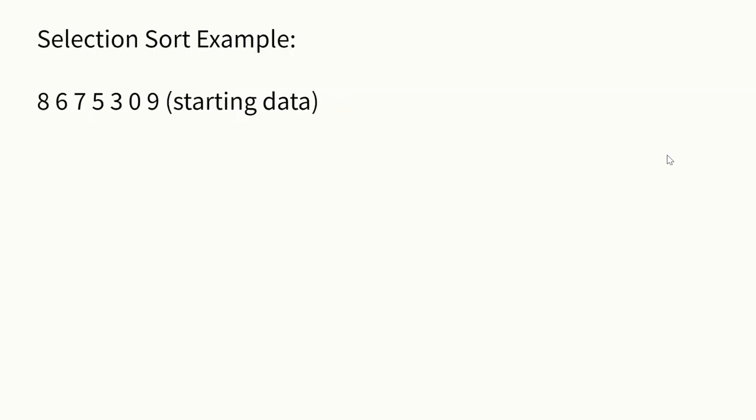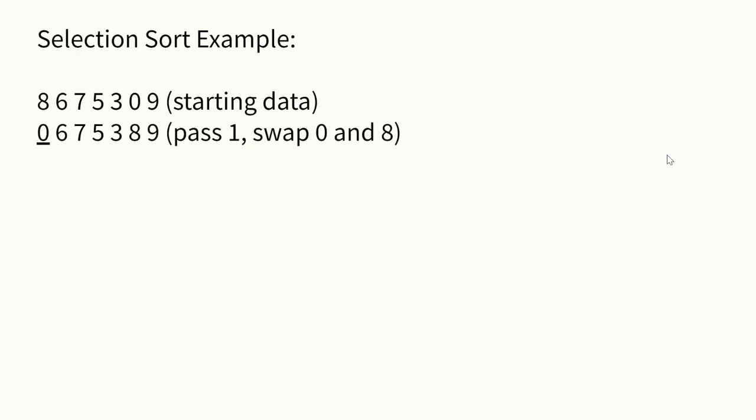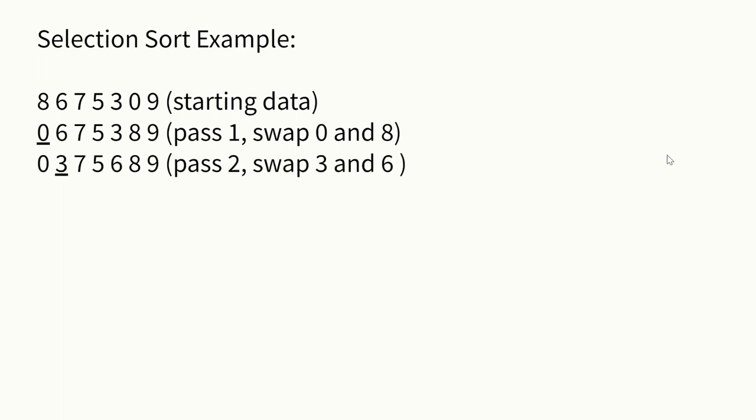So let's take a look. I'm doing the famous Jenny, who can I turn to, array, 8675309. We're starting at 8, and we're going to find the smallest number in the whole array, which is 0, right? And we're going to swap the 8 and the 0. Boom. Now we're going to look at the 6, and we're going only to the right. What's the smallest number? Yep. We're going to swap the 6 and the 3. So see, the 6 and the 3 got swapped.